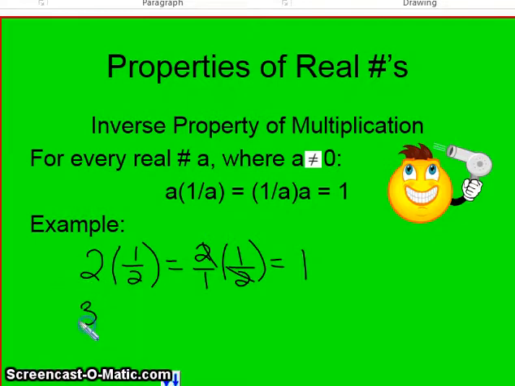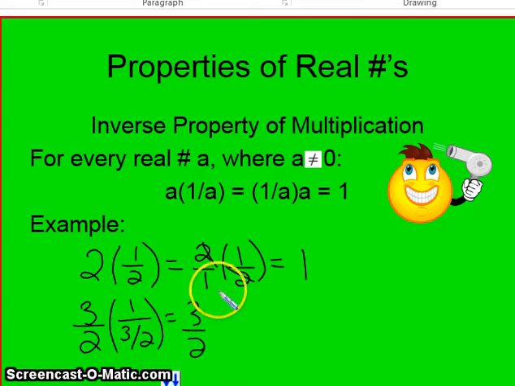So if I have 3 halves, and I multiply it by 1 over 3 halves, remember here I'm dividing by a fraction, which is the same as multiplying by the reciprocal. So it's kind of like 3 halves times 2/3. Whoops, that's a 3. And when I multiply 3 halves times 2/3, my 3's cancel, and my 2's cancel, and I'm left with just 1.